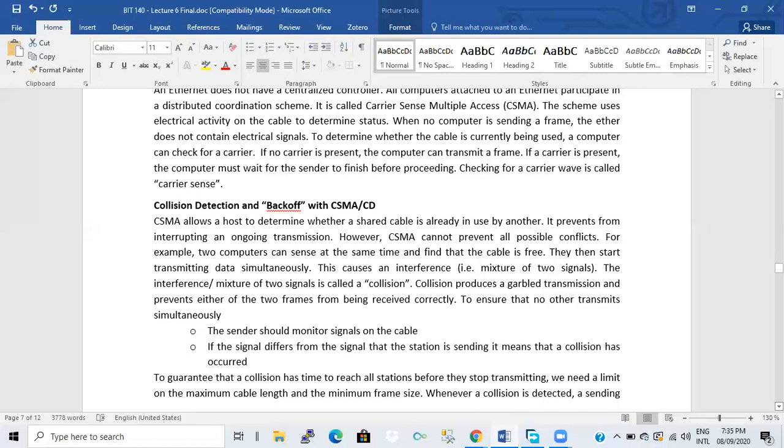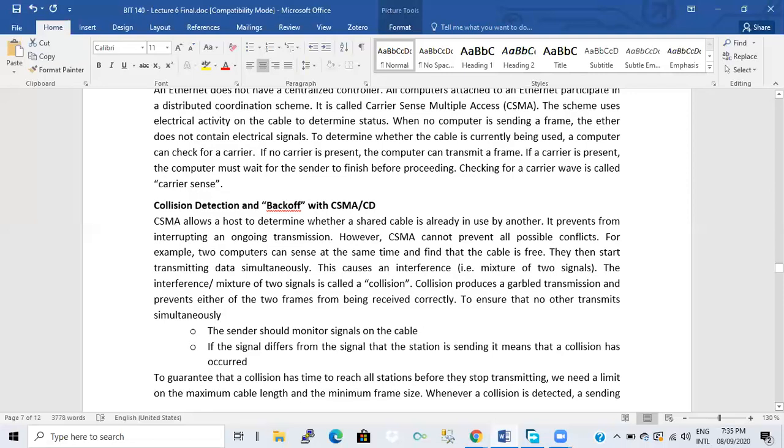So inasmuch as a computer is sending on the network, it also needs to keep monitoring. Is the signal that I'm getting on the network what I sent? If there is a collision, which means the two signals sent by machine A and machine B collide, they form a different signal. So the sending computer will be able to detect that there has been a collision.